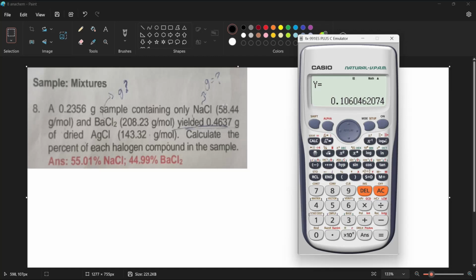On the next example I'm going to be teaching you, it's still going to be the same setup as this one.